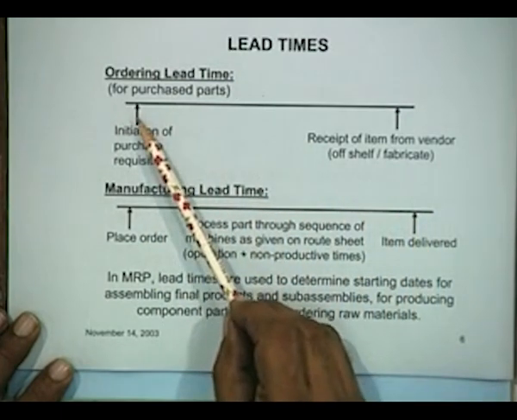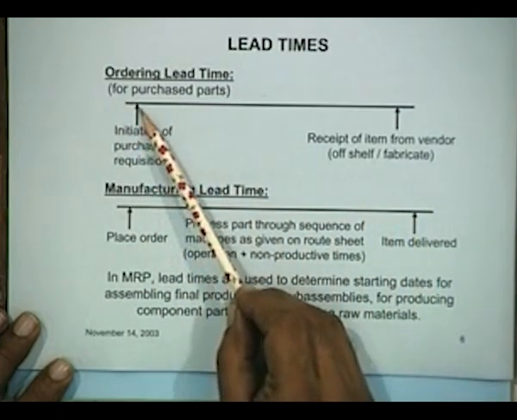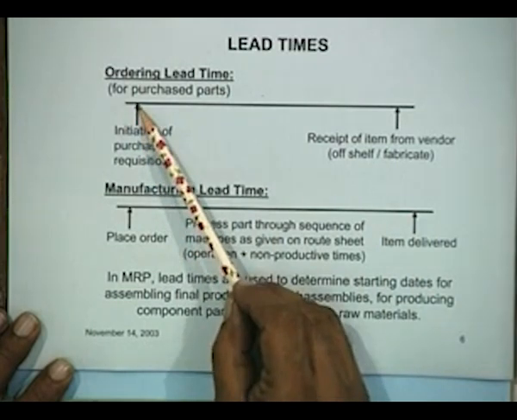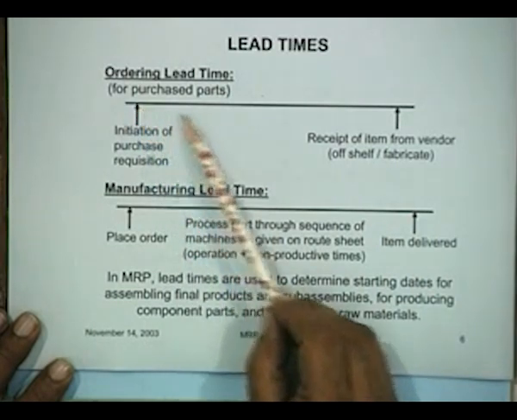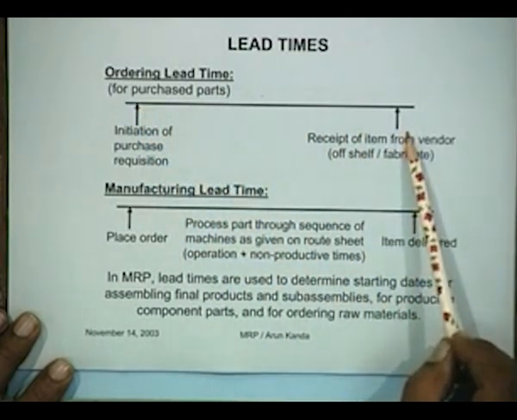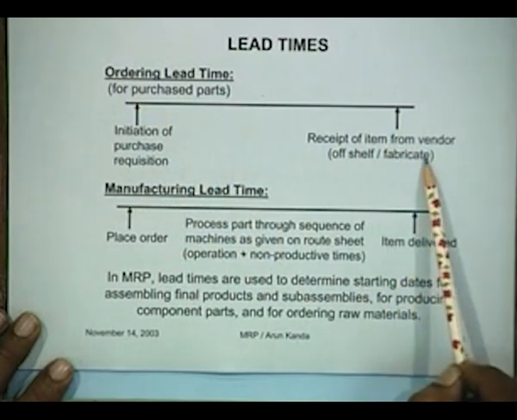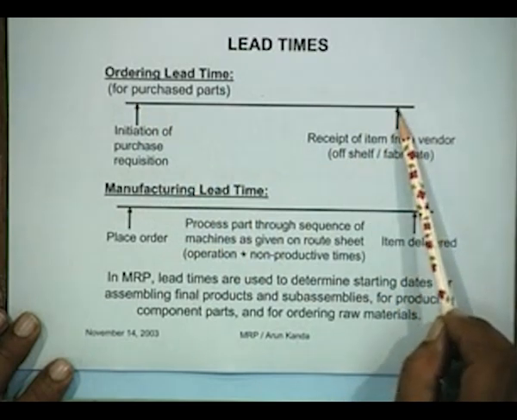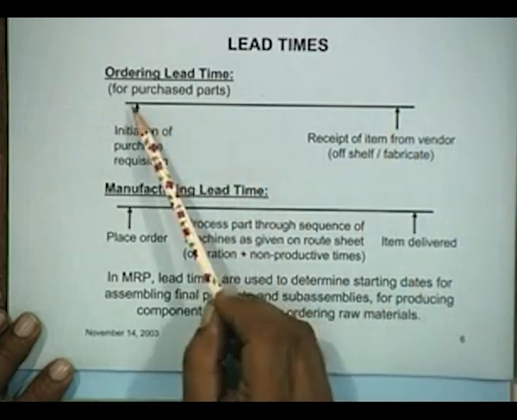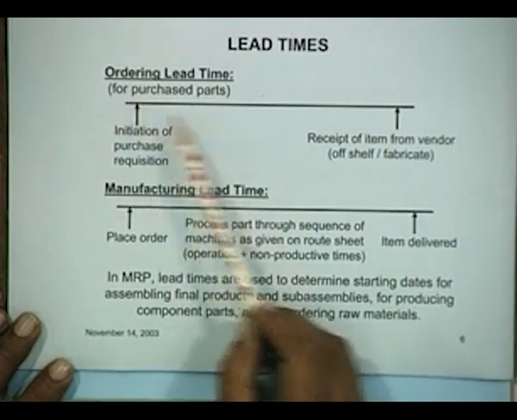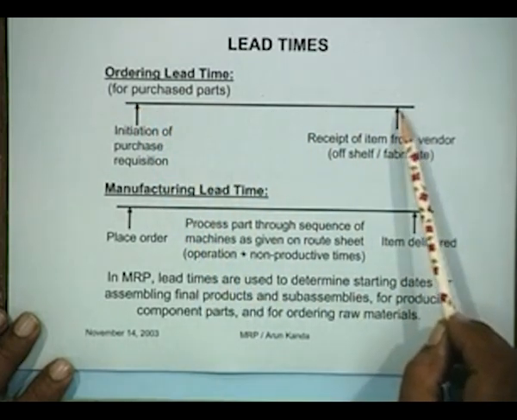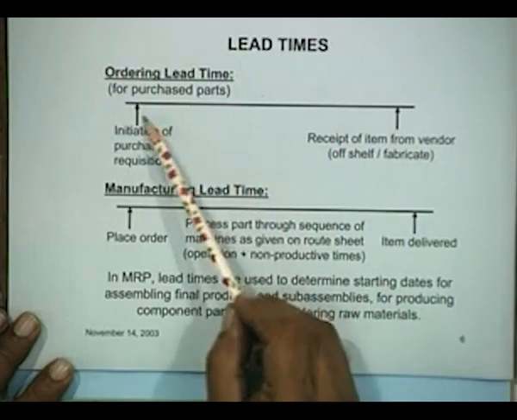For instance, in this case, all you have to do is initiate the purchase requisition at this point of time, and ultimately you get the receipt of the item from the vendor, either off the shelf or he fabricates it, at this particular point of time. So this interval between the initiation of the purchase requisition and the receipt of the item from the vendor is called the ordering lead time.